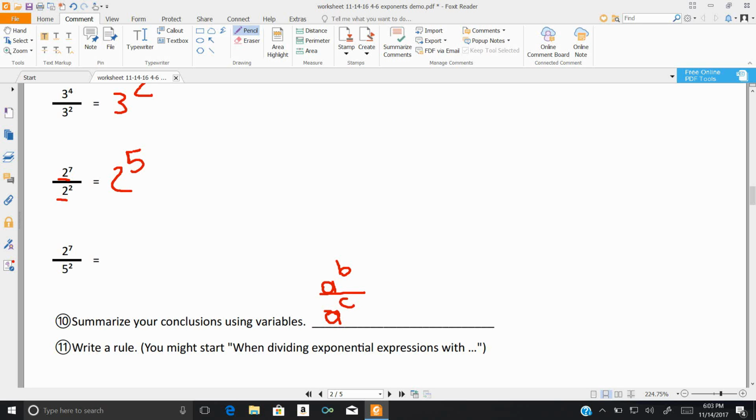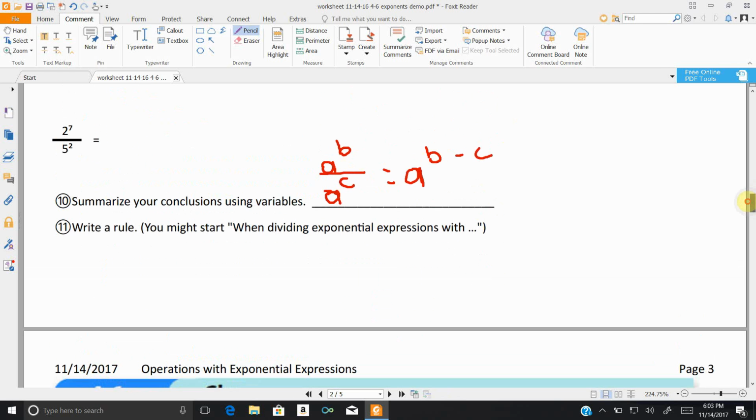So the bases are the same. When we use the same letter, that means the bases have to be the same. That is going to be equal to a to the b minus c. Okay? So when you're dividing exponential expressions with the same base, you subtract the exponents.